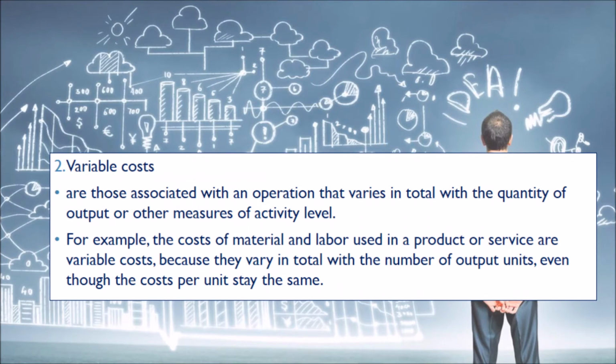Next is variable costs. Variable costs are those associated with an operation that varies in total with the quantity of output or other measures of activity level. For example, the cost of material and labor used in a product or service are variable costs because they vary in total with the number of output units even though the cost per unit stays the same.